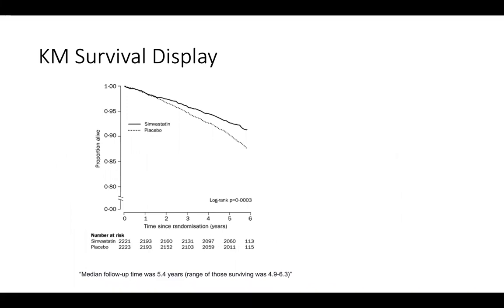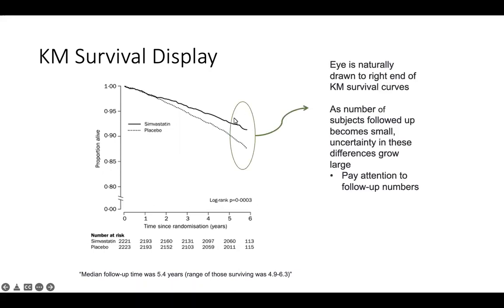Here's another example of a survival curve. Again, some things to pay attention to here in this example. The first is that I think people are naturally drawn to the end of the curves, and this is where you're sometimes seeing big differences between the curves. But be careful, because again, we're talking about relatively small numbers of people, compared to the 4,400 people that started this study. Now we're talking about 230 that are here at the end.